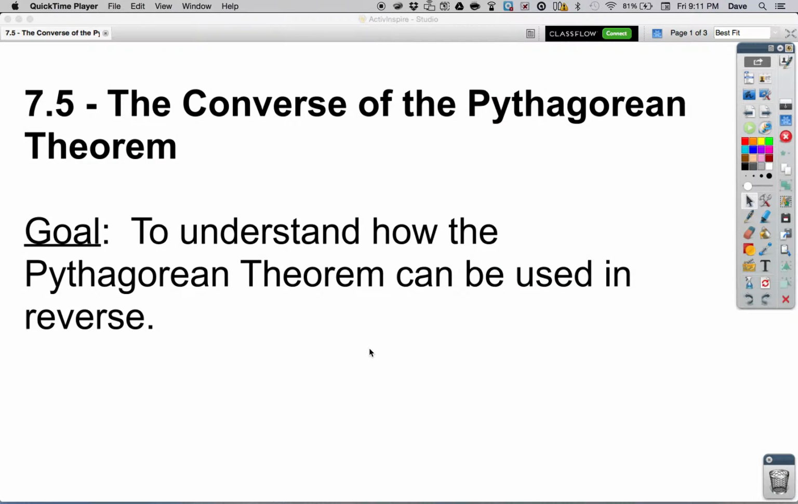In this lesson, we're going to take a look at something called the converse of the Pythagorean theorem. Your goal is to understand how the Pythagorean theorem can be used in reverse, or basically backwards. Let's do a few examples so that makes a little more sense.